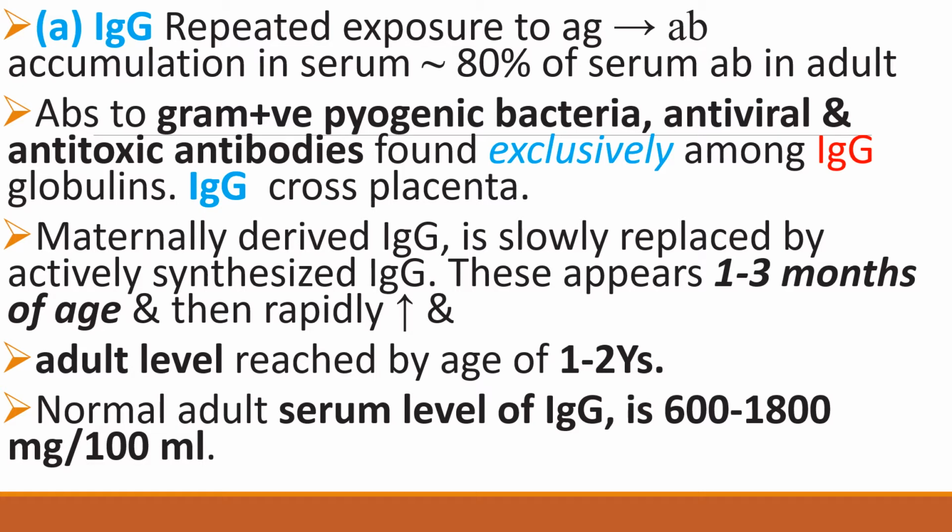Normal adult serum level of IgG is 600 to 1800 milligram per 100 milliliters.